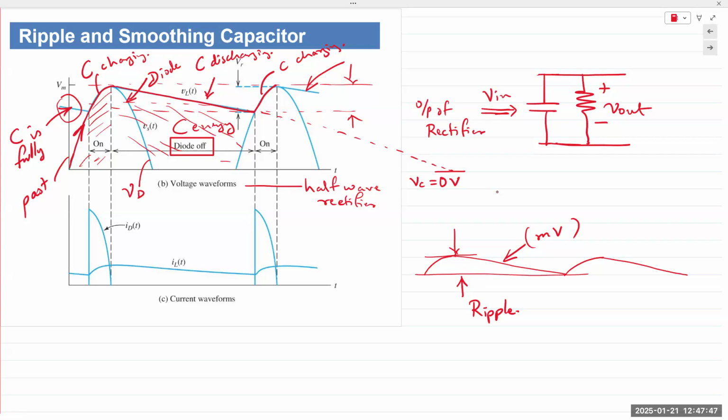Diode current and the load current are shown in this image right here. You can see the load current, when the value is lower, is almost like a flat line, unlike the diode current. Okay.